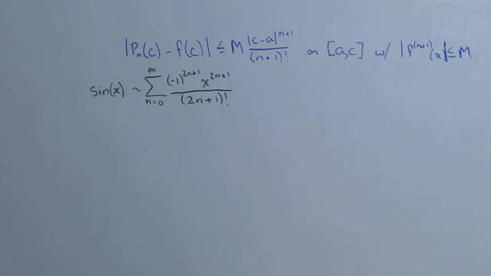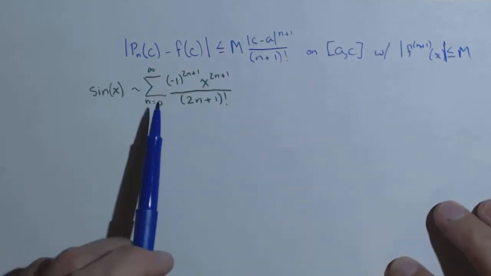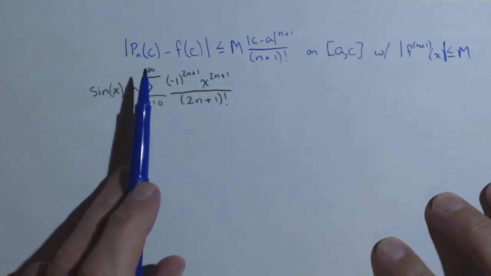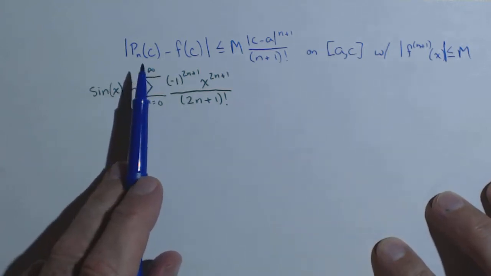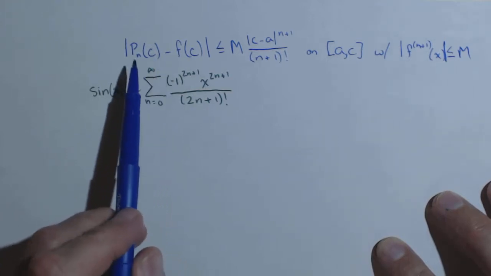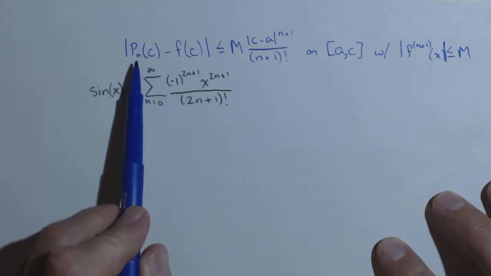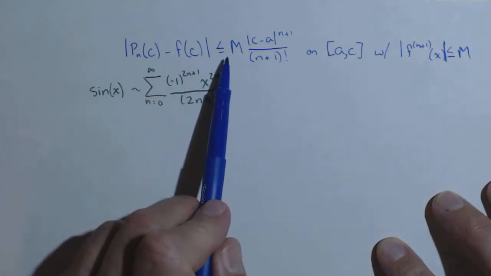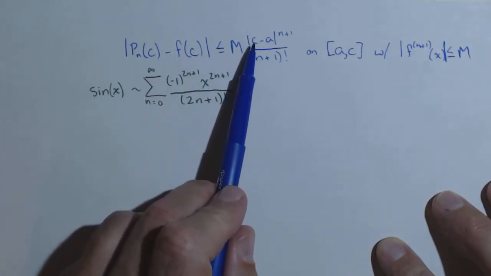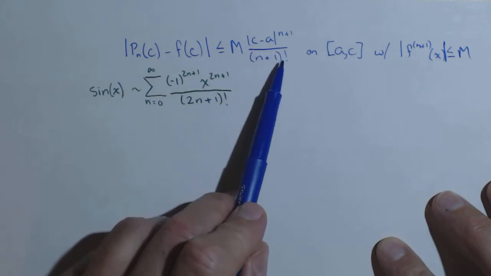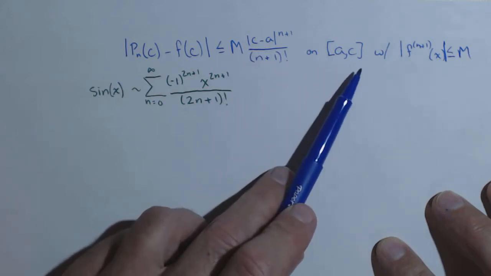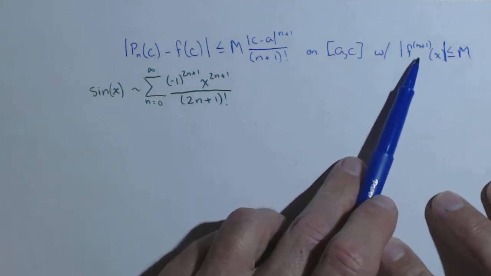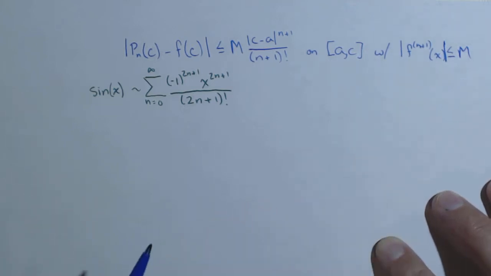In this video, we're going to show that the Taylor series for sine of x is actually equal to sine of x. And to do so, we need to use Taylor's error estimate, sometimes called the Lagrange error bound, which says that the difference between the nth degree polynomial and the function evaluated at a point is no more than M times |c minus a| to the n plus 1 over n plus 1 factorial on a to c, where M is the maximum of the n plus first derivative.